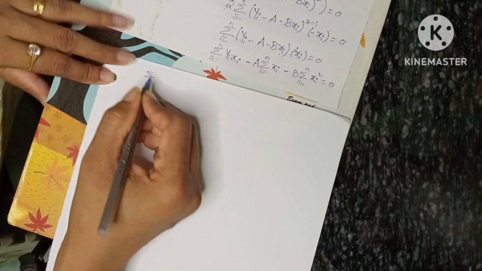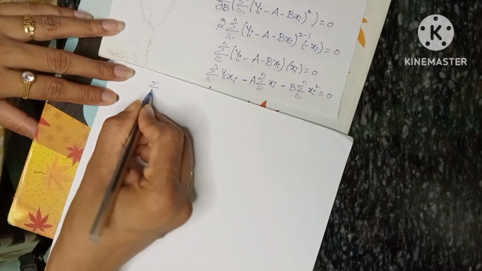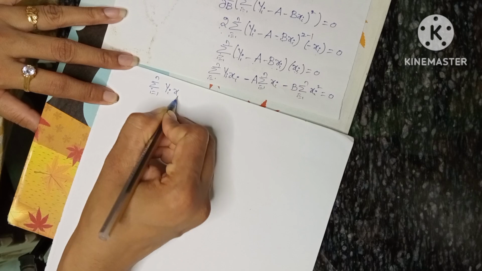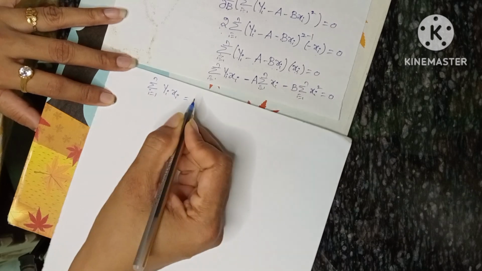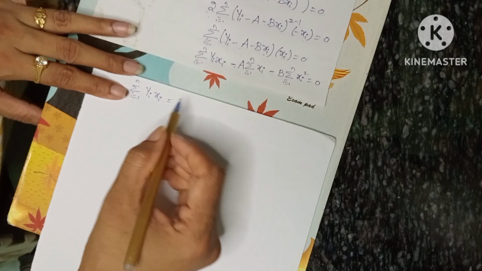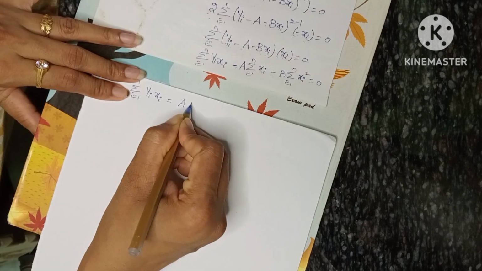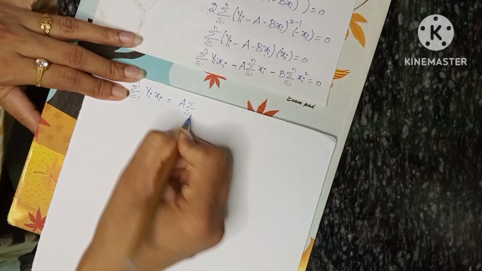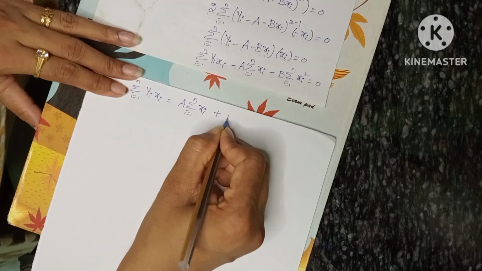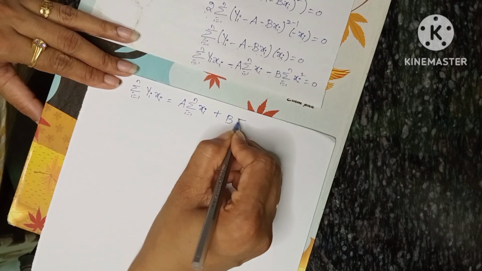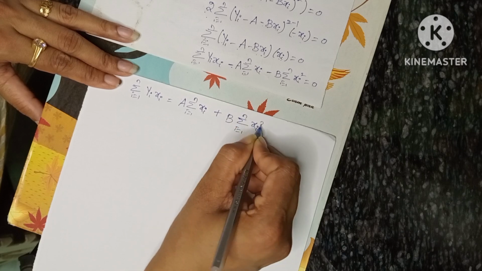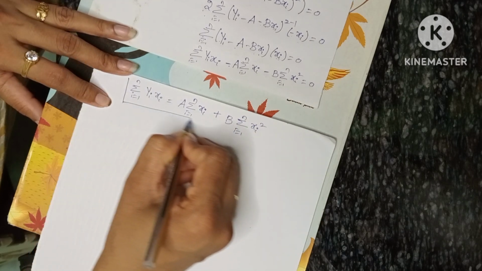Now summation i equals 1 to n capital Yi small xi equals, now we are taking these negative terms from LHS to RHS. So equals a summation i equals 1 to n xi plus b summation i equals 1 to n xi square. So this is equation what?